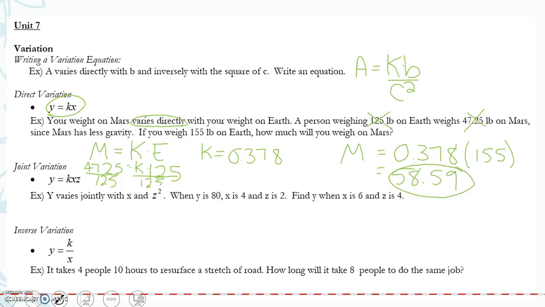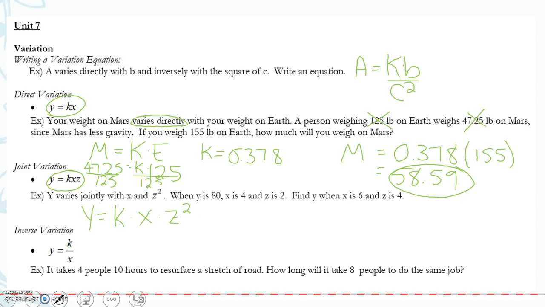The next type is joint variation. Joint variation is the same thing as direct, but it has another variable. Sometimes they'll even say direct, but they'll have multiple variables. So the general formula is y equals kxz, but the variables may change. So it says y varies jointly, so y equals, jointly is times, so k times, and it's jointly with x and z squared, so both of them are multiplied.